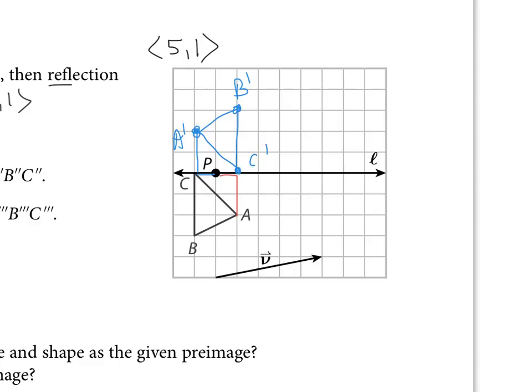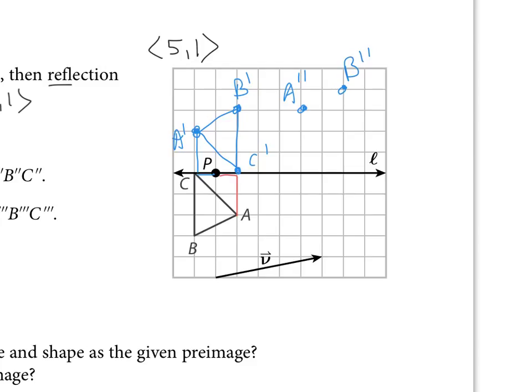So each of these points for A, B, and C are going to go over 5, 1, 2, 3, 4, 5 for A, and then up 1. So this point right here is going to be our A prime. And actually, sorry, our A double prime, you guys, okay? Same thing for B. We're going to go over 1, 2, 3, 4, 5, and up 1. And we're going to put our B double prime there.